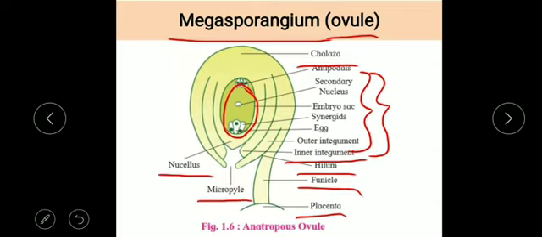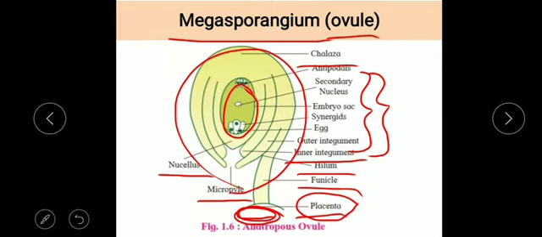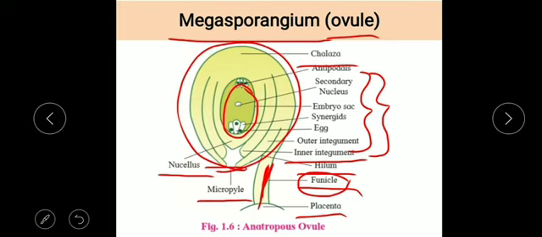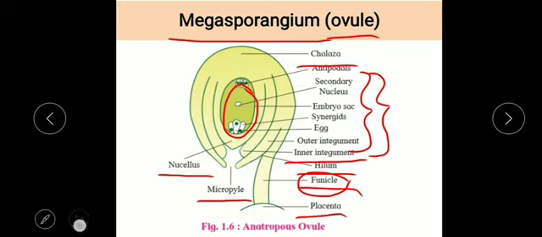Okay, next you can see the placenta. The placenta here is the parenchymatous tissue through which the entire ovule is attached to the ovary. So that's what the placenta is. Even I can say the placenta, being parenchymatous in nature, provides nourishment to the ovule. The next part is the funicle. You can see this part is a stalk, through which the body of the ovule is attached to the placenta. So that is the funicle.